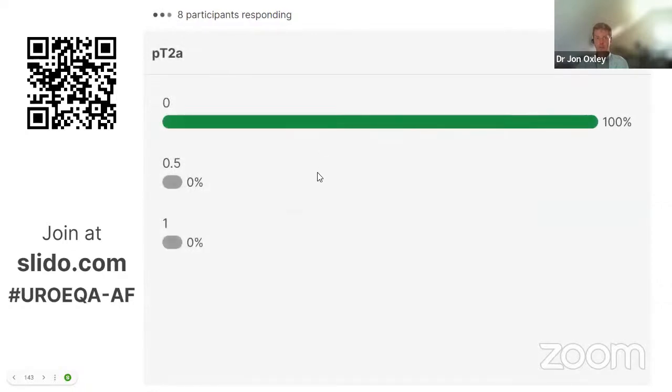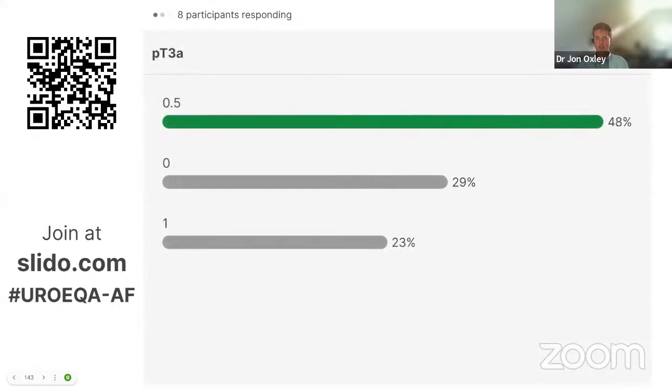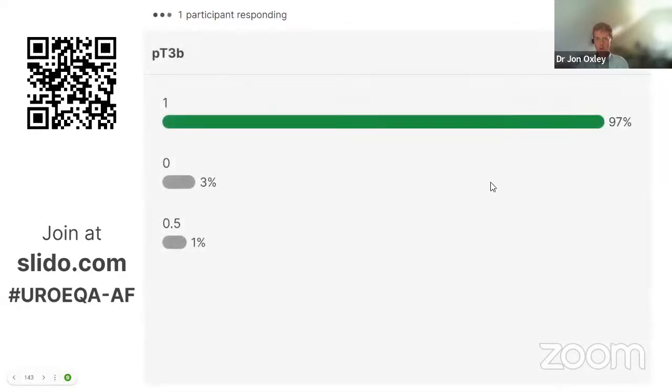We're over 100. So PT2A is 0, 2B is 0, 3A is half, 3B is 1, and 4 is 0.